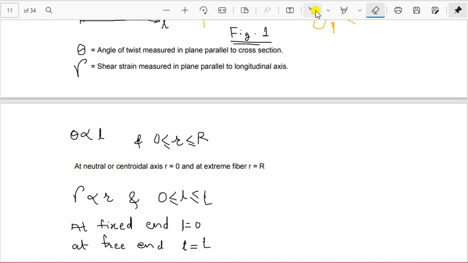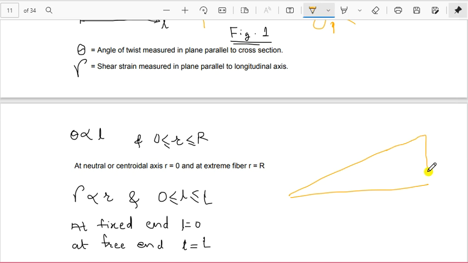Here I will draw this diagram for the gamma. You can look at here, as the length is changing, gamma value is constant. Even though we will cut this right side portion, gamma will be the same.